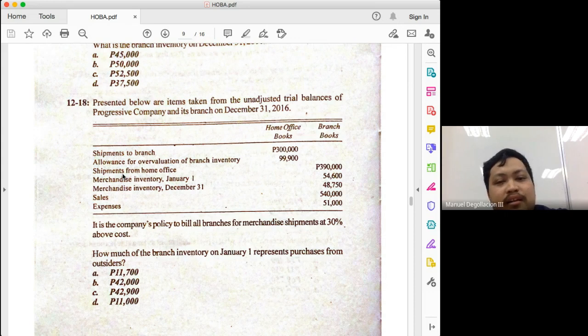Okay, but again, the most crucial information here, class, is the 99,900. It's important that you understand that the 99,900 is still the before adjustments balance, and that means it represents the markup on your total. It represents the combined amount of the markup on the beginning inventory and the markup on your current year's shipments.